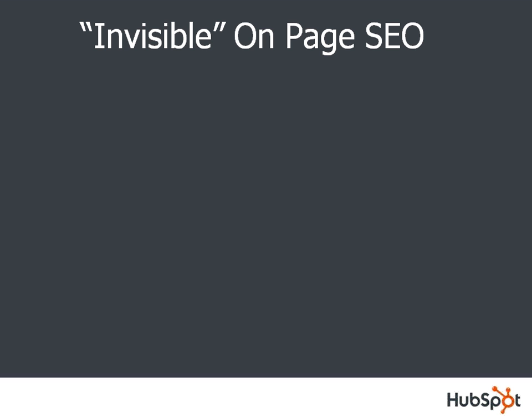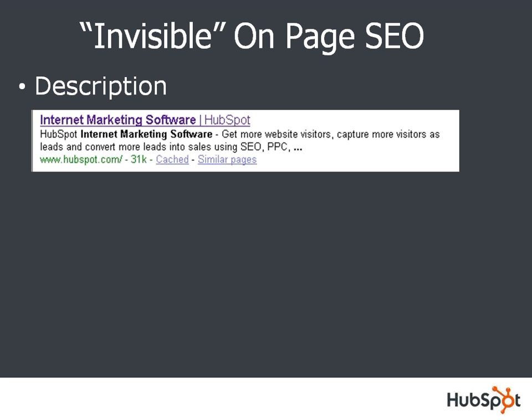All right, there's also some on-page SEO that's a little bit more invisible, and what I mean by that is that you as a human, when you browse to the page, you don't see it. But there's a couple things that are part of that invisible on-page SEO. The first is this description. When you do a search in Google for internet marketing software, one of the results you get in the first page is the HubSpot result. And you'll see that this black text in the middle here is actually the description of that page. As a marketer, I can actually write that description myself, and then it appears to everyone who finds that page in a search engine.